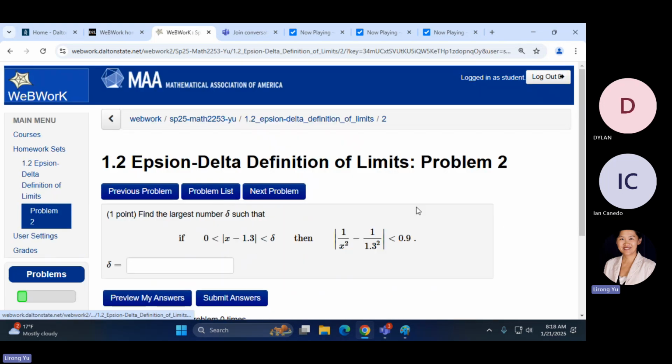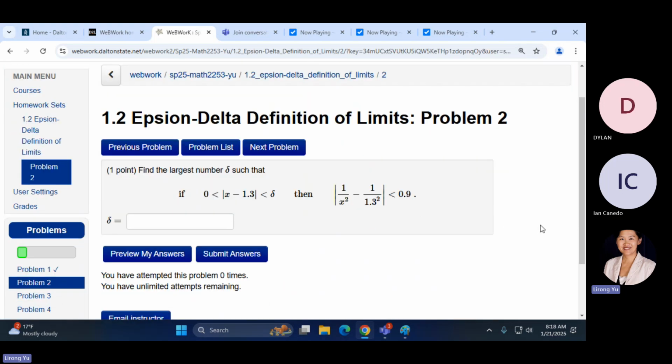And question 2, I think we haven't done it yet. It is a similar process. What we're going to do, we'll start over here, and that's what you are trying to do, and you want to maneuver the x minus 1.3 to be less than a certain number delta in order for 1 over x squared minus 1 over 1.3 squared to be less than 0.9.